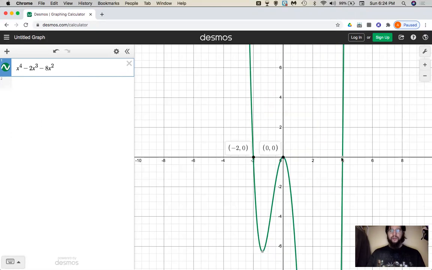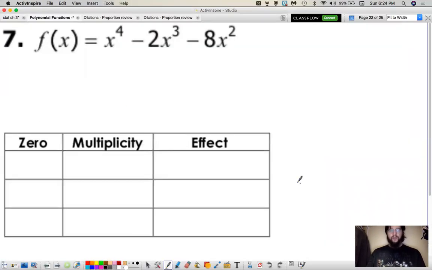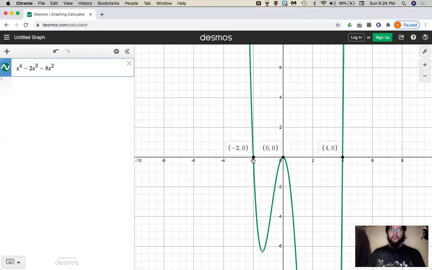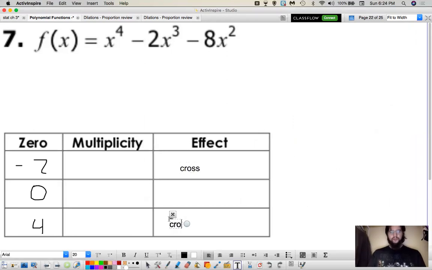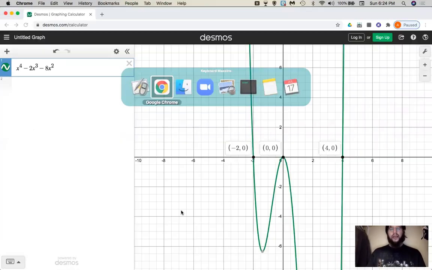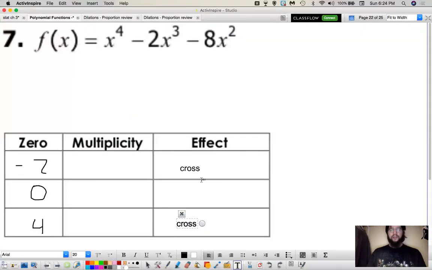-2, 0, and 4. Looking at the picture, we can tell what's going on. At -2, it's crossing. At 4, it's crossing. At 0, it's bouncing.